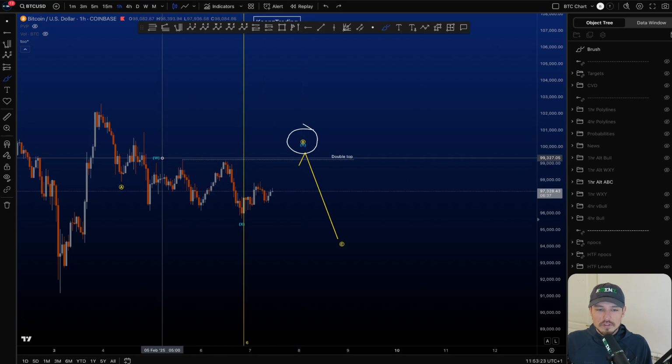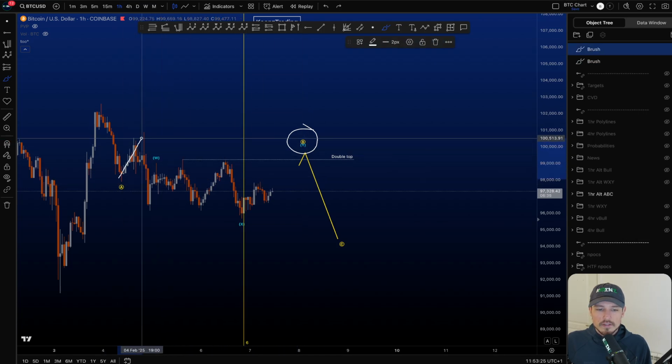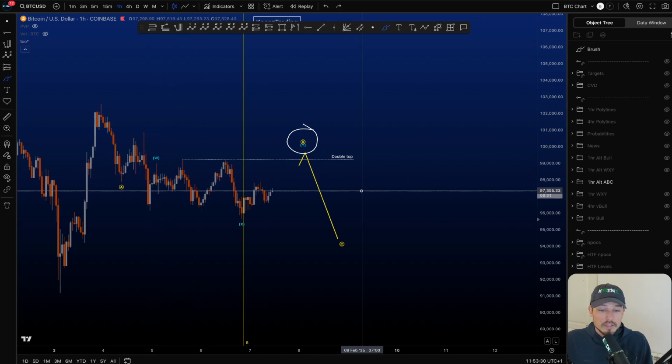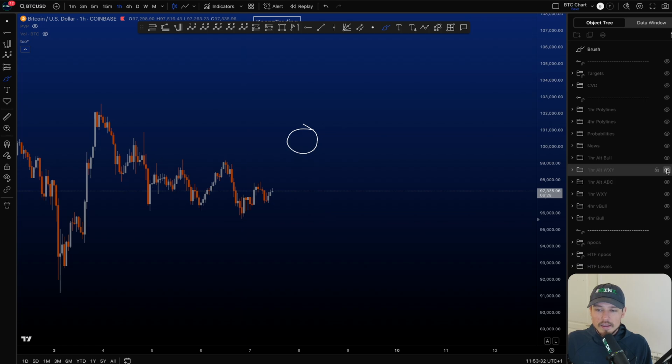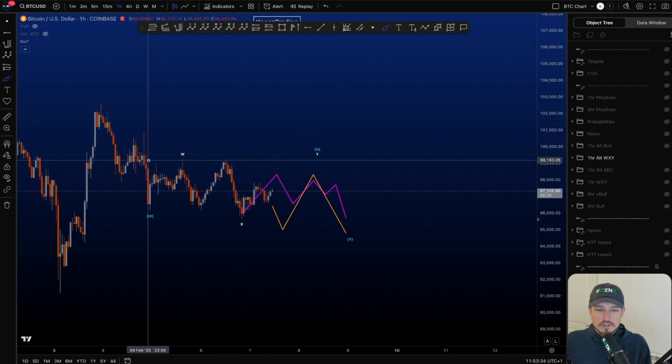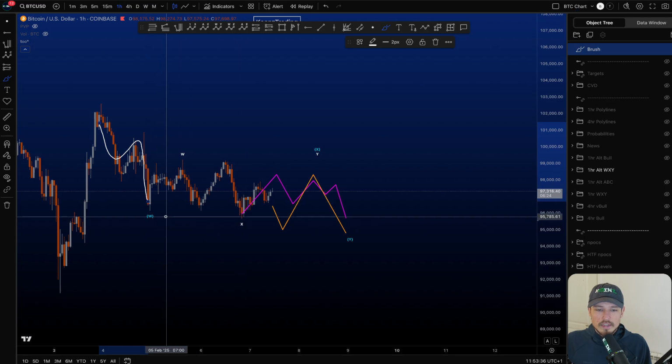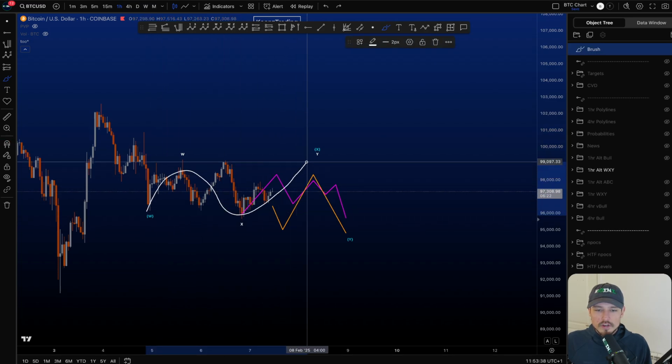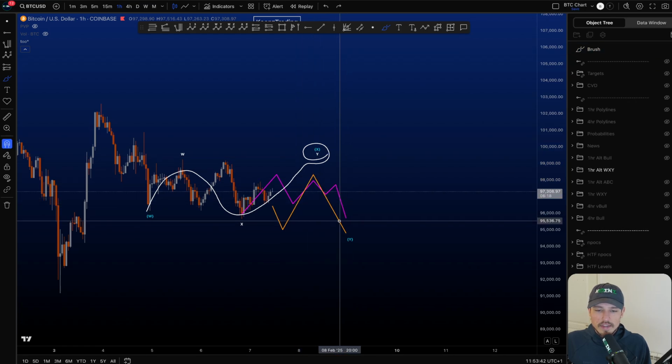And also, this wave W is a running flat. 3-wave A, 3-wave B, 5-wave C. And a running flat is quite simply a rare structure. Now then, the second alternative scenario, zigzag in W, complex structure in wave X, and then you look for a wave Y to the downside.